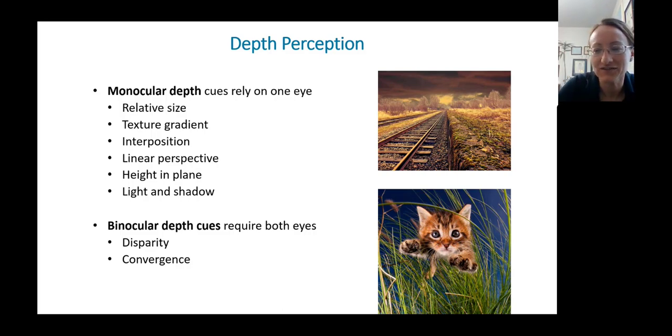And then convergence refers to the fact that when you look at something closer, it brings your eyes inwards. And so your brain uses information from the muscles that are telling it how far they're turning in. And that also gives you a sense of distance of objects.